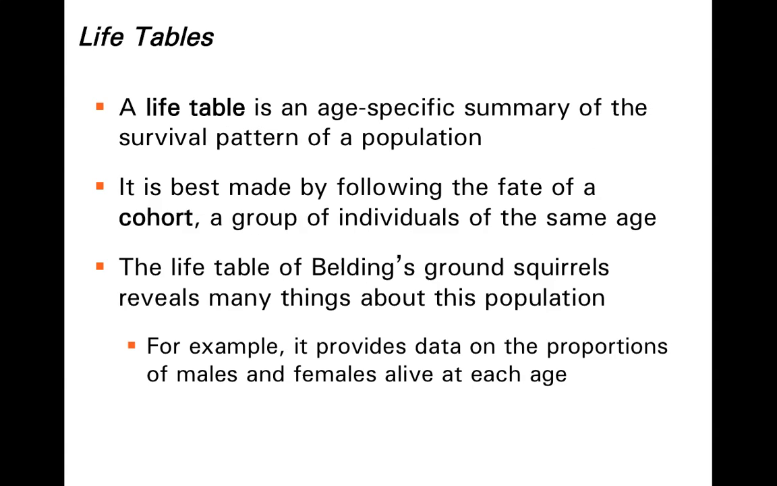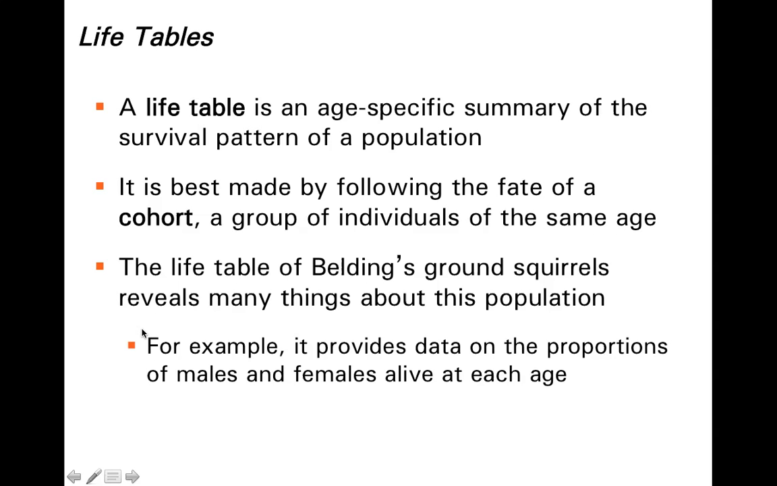So one way of resolving how a population can change through time is by constructing a life table. And a life table separates out the members of a population by age to see how they survive from one year to the next. And usually we start by following a cohort or group of individuals of the same age.